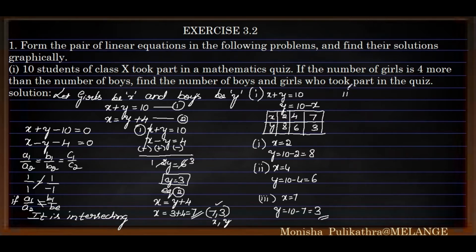Next, we need to solve the second equation. The second equation is x is equal to y plus 4. But in order to solve for y, we have to keep this y here itself, but we need to shift 4 this side. So x minus 4 is equal to y, or y is equal to x minus 4.